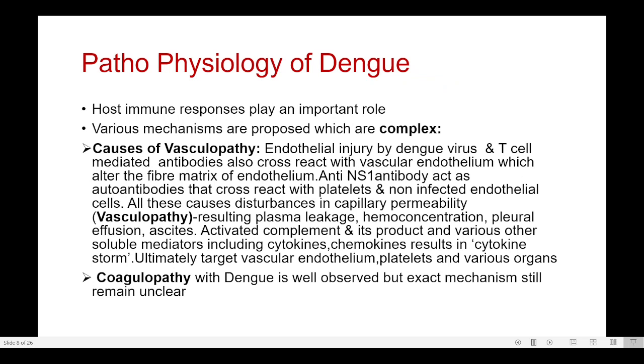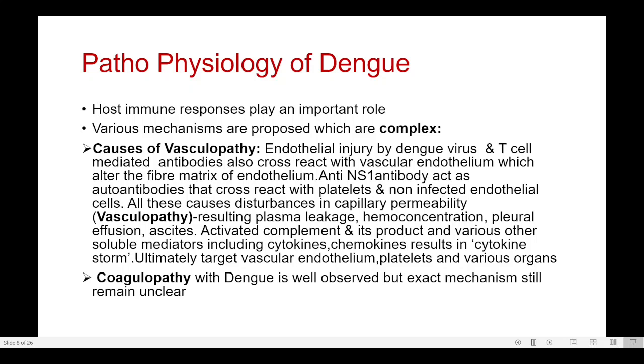Now coming to the pathophysiology of dengue. The most important feature in the pathophysiology of dengue is the host immune response, which plays the most important role in deciding at which end of the disease spectrum the individual will lie. There are various mechanisms regarding the pathophysiology of dengue, which are complex, and clear-cut pathophysiological changes are not described. Two important things occur: one is vasculopathy, another is coagulopathy.